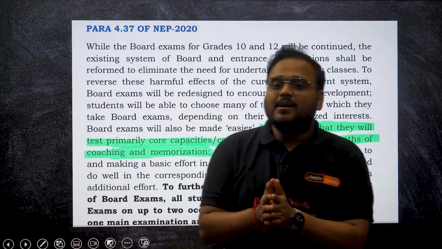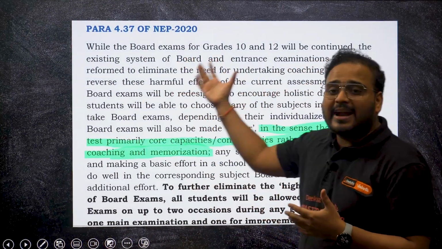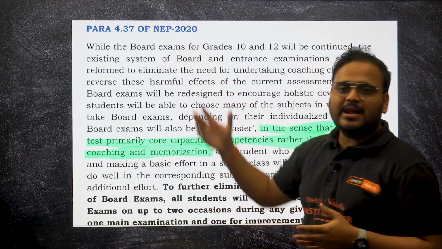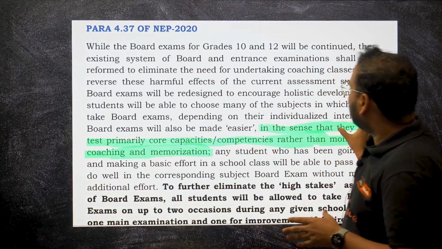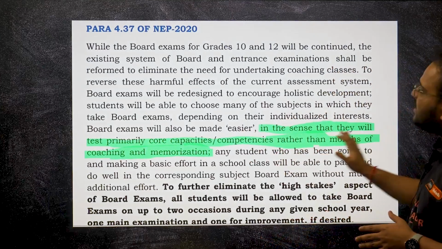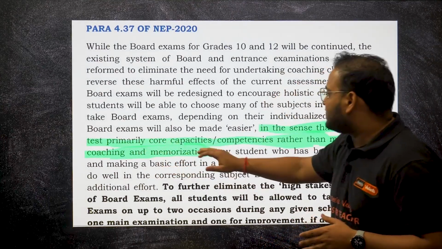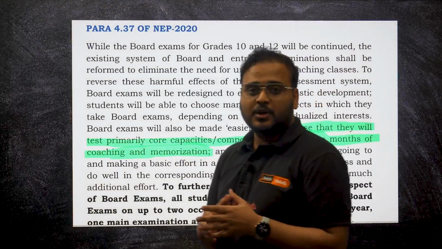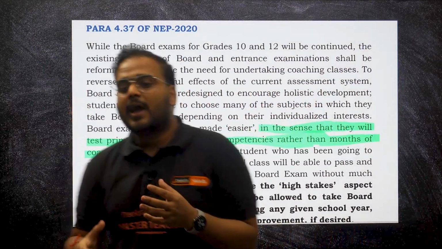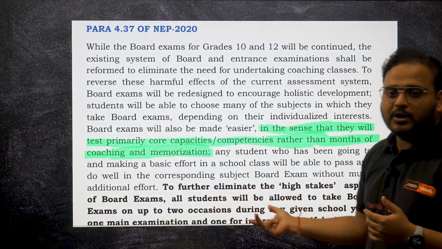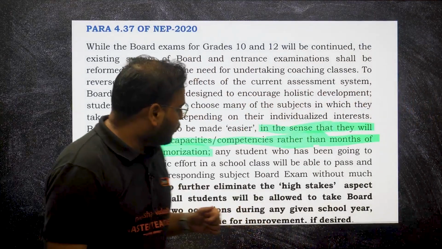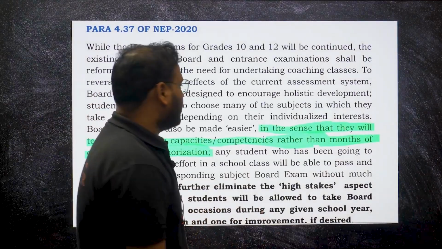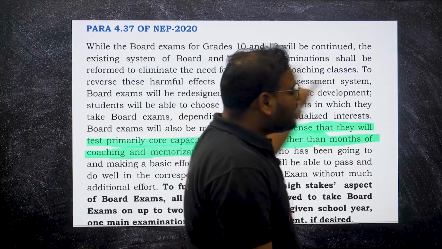Now this is the screenshot that I've taken from your latest CBSE board update. This is NEP 2020, the National Education Policy, and if you see the highlighted part, they will test primarily core capacities, basically the competencies, rather than months of coaching and memorization. So the approach has been changed. And of course you'll have a two exam mode now. You'll have two papers, one to write as the main examination, the other will be improvement if desired by you.